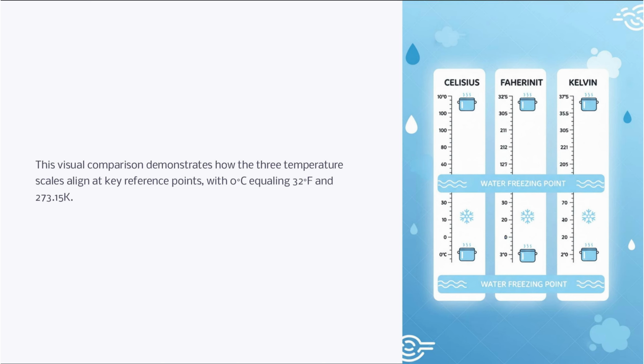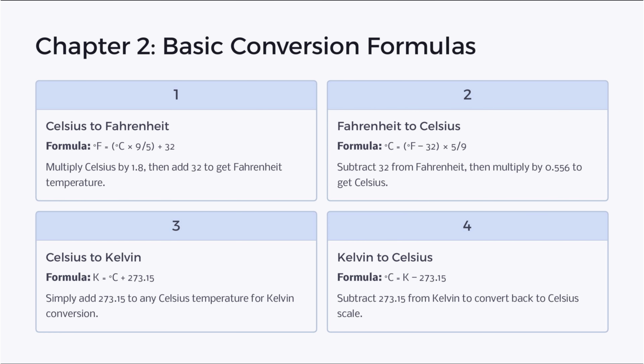These alignments are crucial for understanding how different temperature scales relate, facilitating accurate conversions and communication across scientific and everyday contexts. To convert Celsius to Fahrenheit, multiply by 1.8 and add 32.